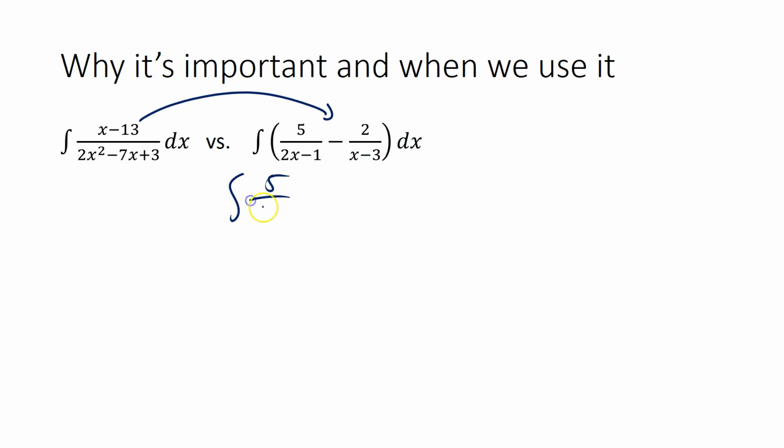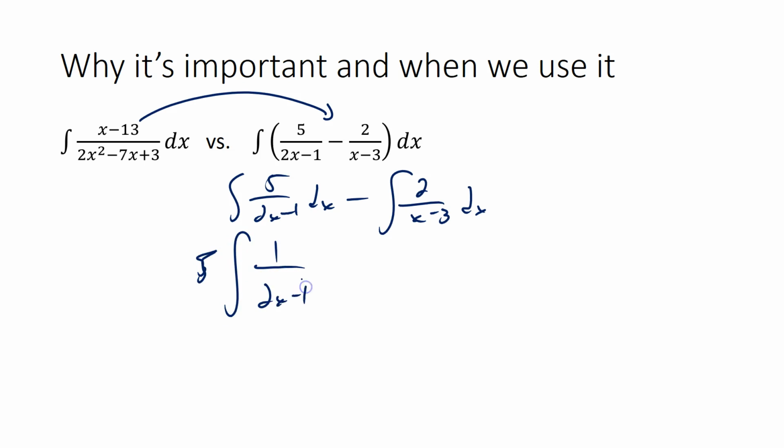Integral 5 over 2x minus 1 dx minus integral 2 over x minus 3 dx. Pull out the constants. 5 integral 1 over 2x minus 1 dx, minus 2 integral 1 over x minus 3 dx. Now, these are really easy. You could do u sub on them. Eventually, I'm going to hope that you guys get to a point where you don't have to do u sub on a problem like this.